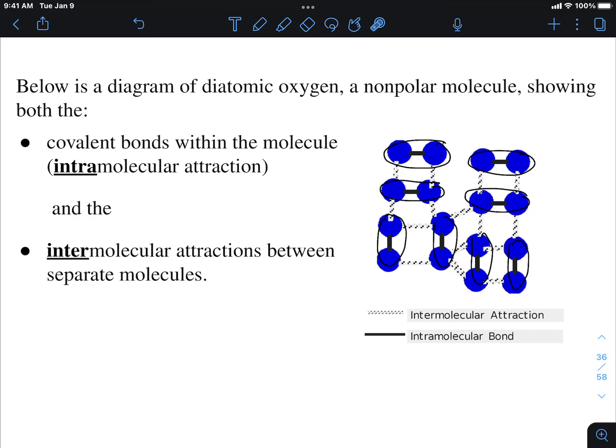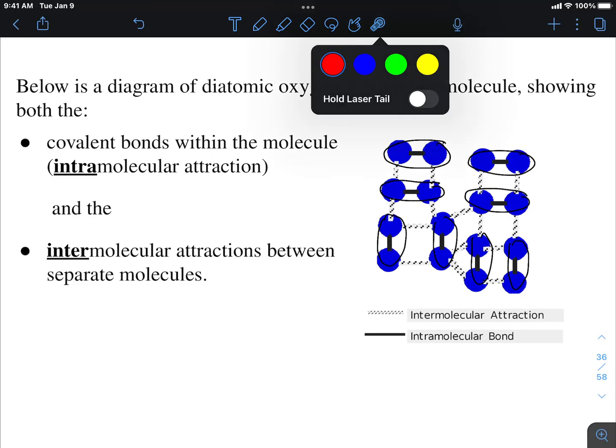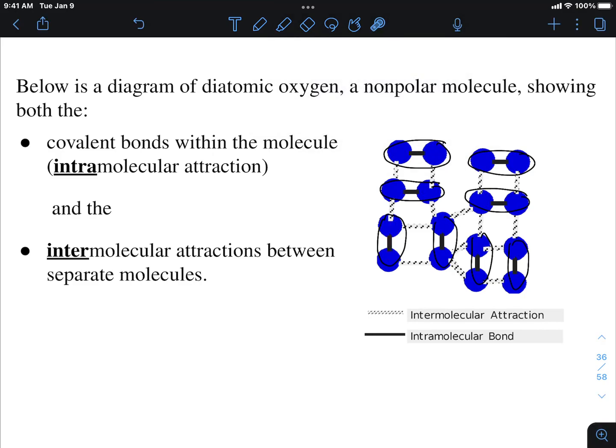Okay, so again, the point of this picture here is for you to be able to identify, like if I gave you a diagram like this, could you point to the black lines or the gray lines, and identify them as either intramolecular or intermolecular? The intra are the stronger ones that hold the molecules together. The inter are weaker. Okay? All right.